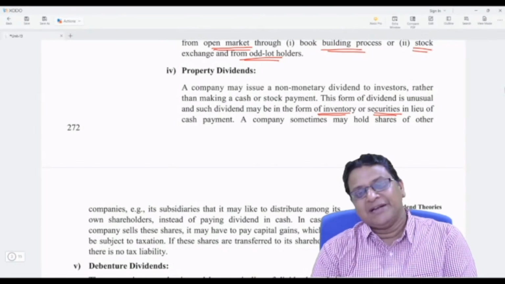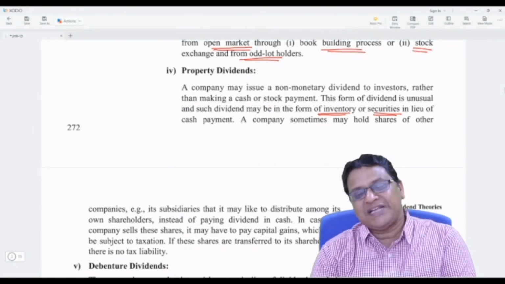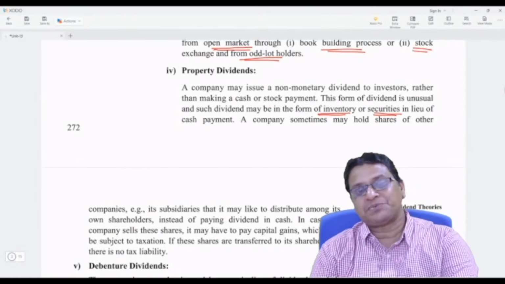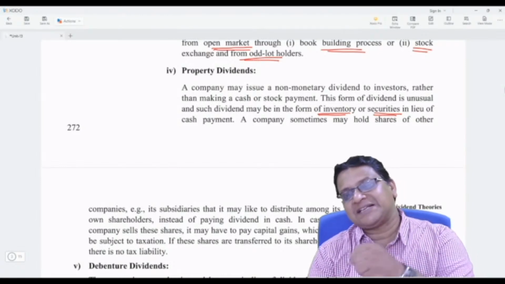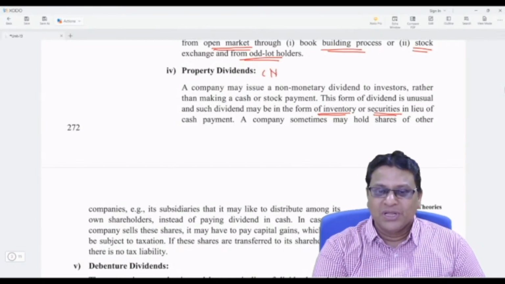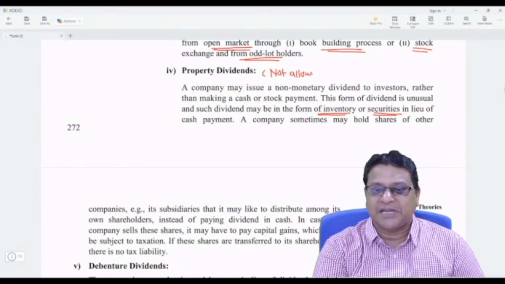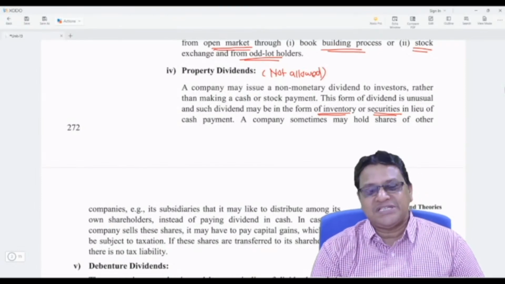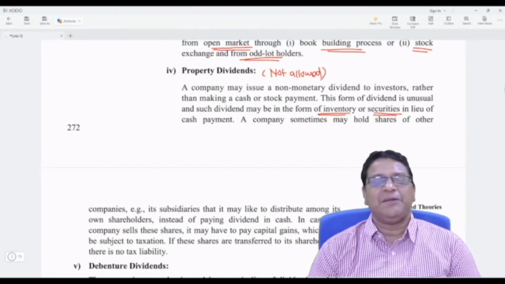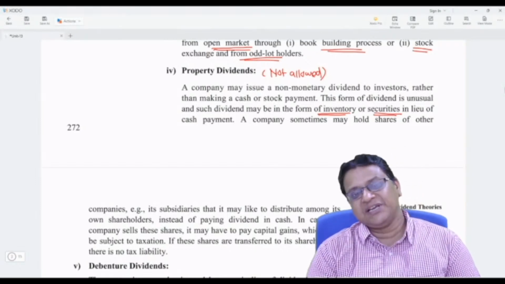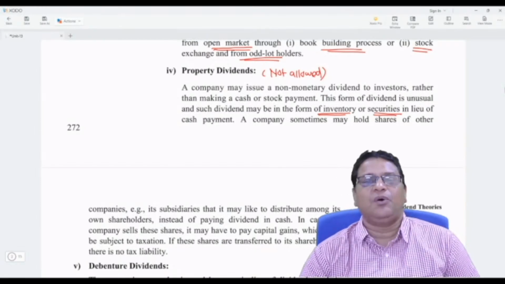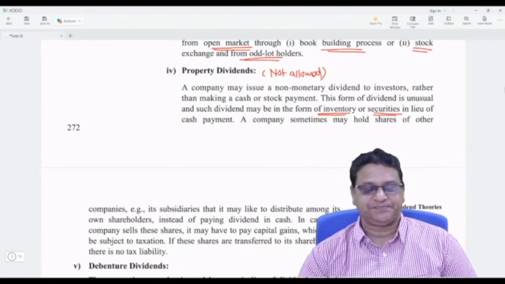The company may pay the dividend in form of securities or shares of its holding company, of its subsidiary company. Subsidiary company का शेयर दे सकते हैं, इसको बोलते हैं प्रॉपर्टी डिविडेंड. प्रॉपर्टी डिविडेंड इज नॉट अलाउड इन इंडियन कंपनीज एक्ट 2013. Not allowed. In India, what is allowed? Cash dividend is allowed, stock dividend is allowed, stock split is allowed, buyback of share is allowed. These are the 4 ways in which dividend payments can be made. Other ways of paying dividend are not allowed in Indian Companies Act 2013.